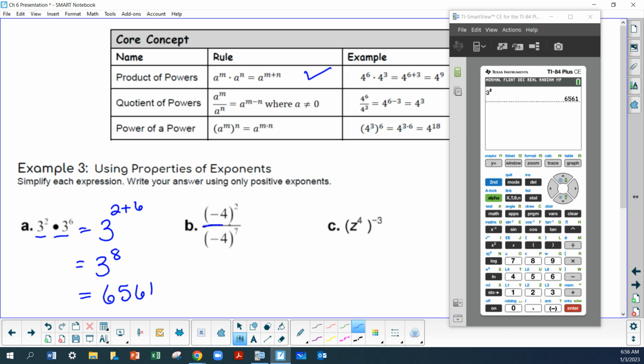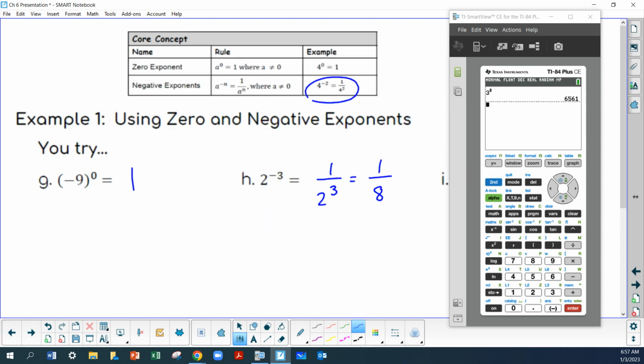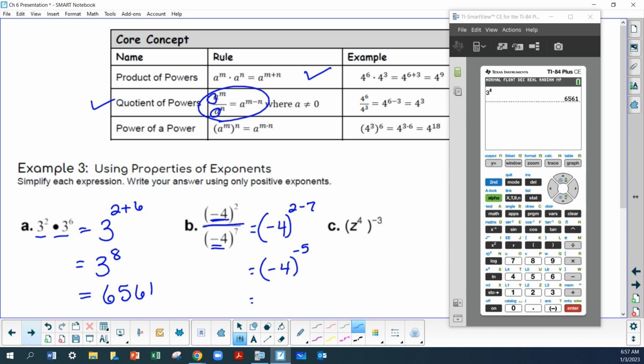For B, I notice I have division going on. I'm going to use the quotient rule, which says to subtract our powers. So the one thing that has to be true is these bases have to be the same. We have -4, -4. So we have -4 raised to the 2 minus 7. That means we have -4 raised to the -5. Ooh, now we have a negative exponent. And you recall what we had to do for negative exponents. It pushes it down below. So we will have 1 over -4, which is in parentheses, raised to the 5th.